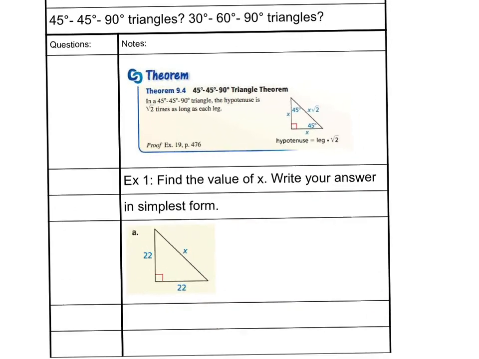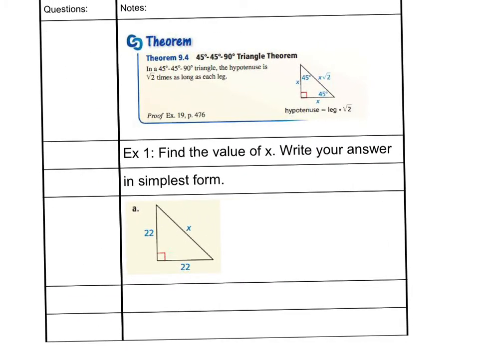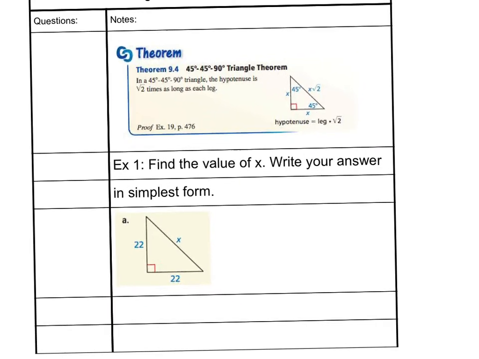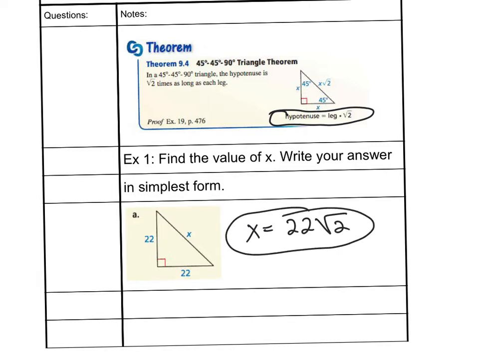So the first example says find the value of x, write your answer in simplest form. So we look at this and we think about this formula, or this little piece of information they gave us up here. It says hypotenuse is the leg times the square root of 2. So that means x has to equal 22 times the square root of 2. It's that easy. Write it in simplest form, so we'd leave it like this, not in decimal form. And that's all you have to do.